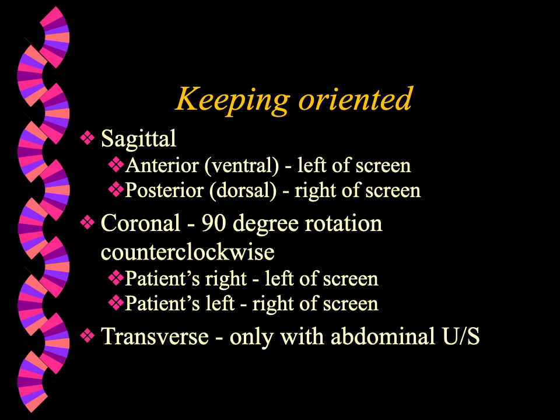So, keeping oriented in transvaginal ultrasound, in the sagittal plane, on the image, you have to remember that the anterior or ventral portion of the patient is on the left of the screen, and the posterior or dorsal portion of the patient is on the right of the screen. When we look in the coronal plane, we do a 90-degree counterclockwise rotation of the probe, and the patient's right is on the left of the screen, and the patient's left is on the right of the screen. So when we do transvaginal ultrasound, we talk about the sagittal plane and the coronal plane. It's only when we're doing transabdominal ultrasound that we talk about the transverse plane.